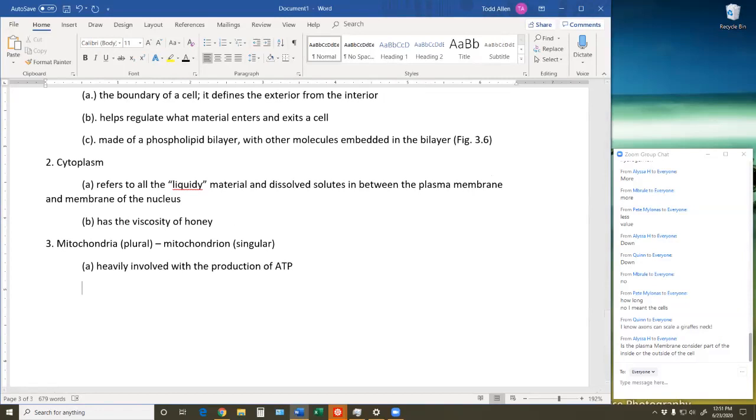Okay, so how many mitochondria might be in a single leg muscle cell? How many mitochondria might be in a single leg muscle cell? What do you think, folks?